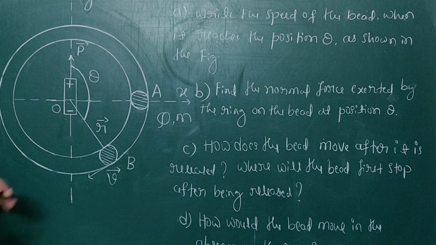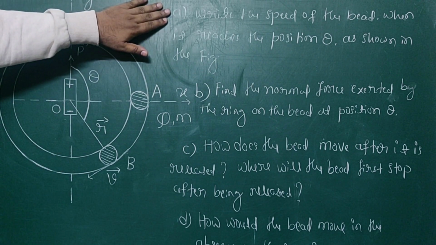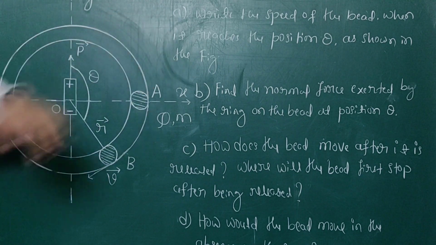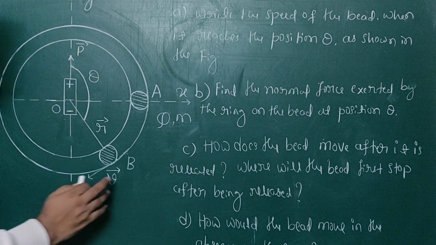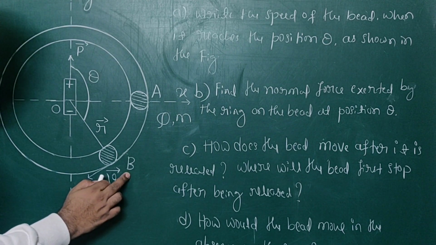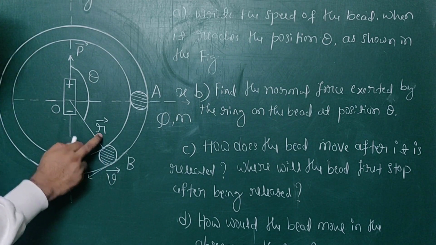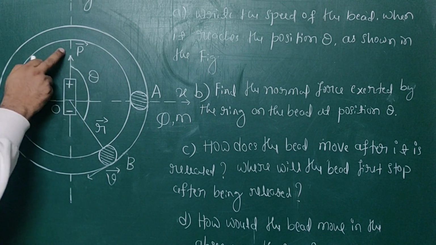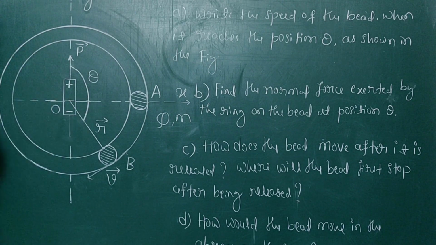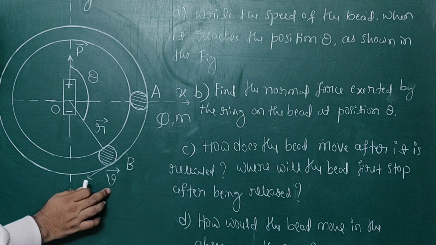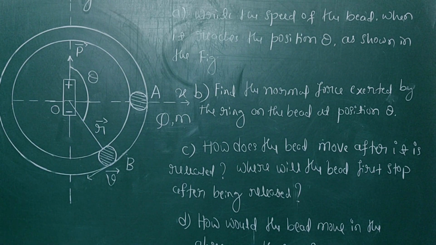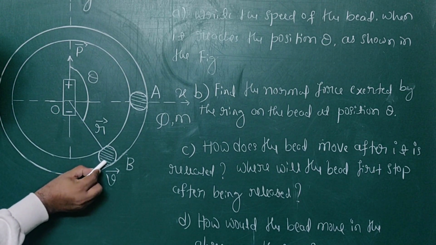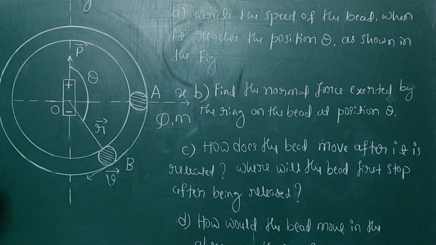The first one: write the speed of the bead when it reaches the position theta as shown in the figure. That is, when the bead reaches the point B, the position vector of the bead makes an angle theta with the dipole axis. At this position, what is the speed of the bead? That is the first question. In the second question they are asking, what is the normal force acting on the bead by the ring?